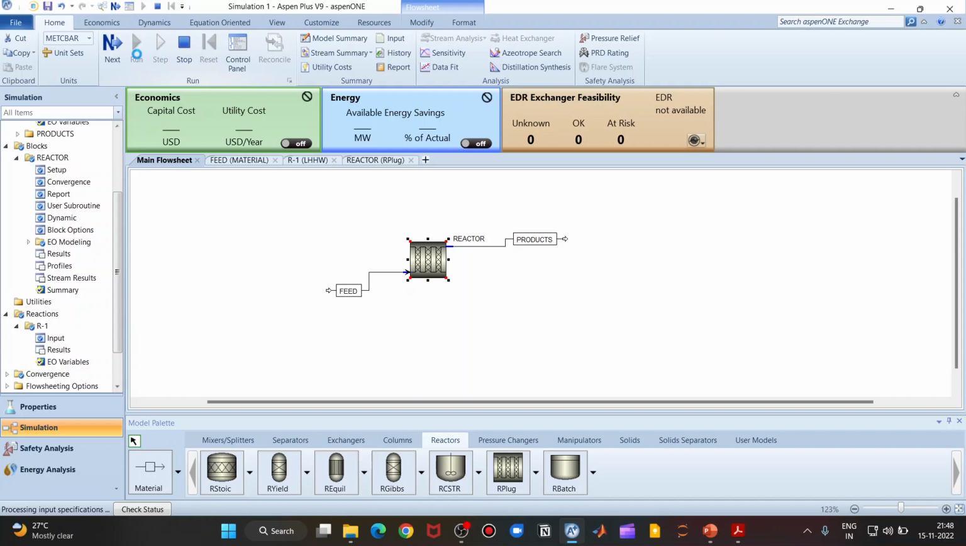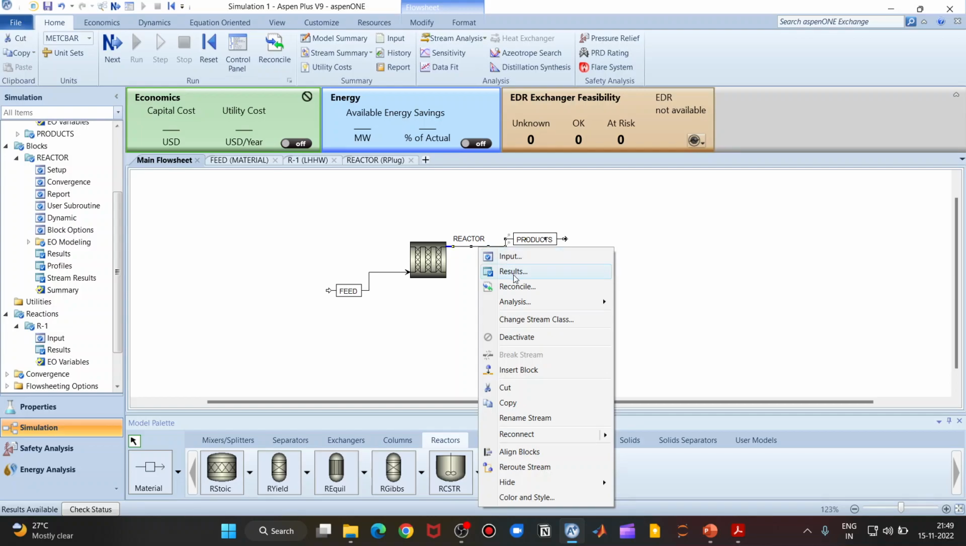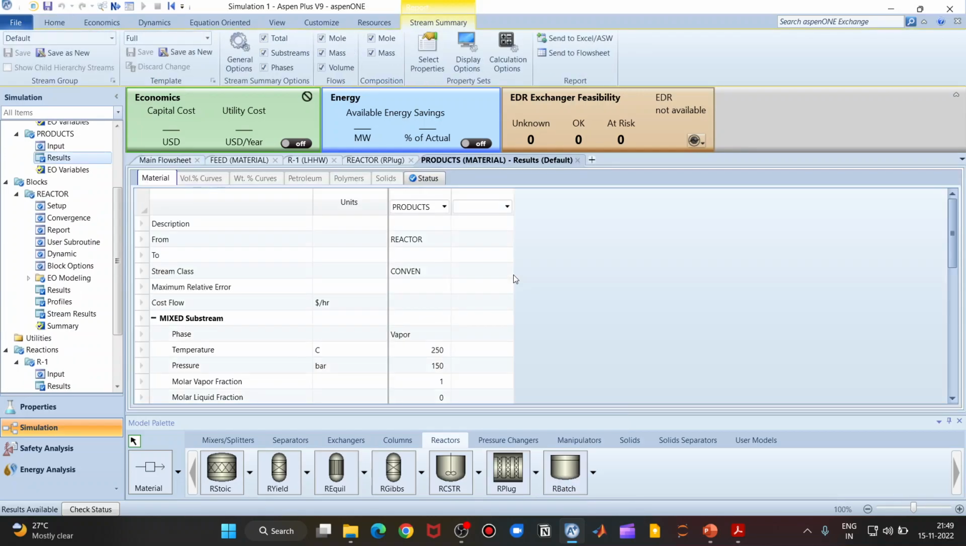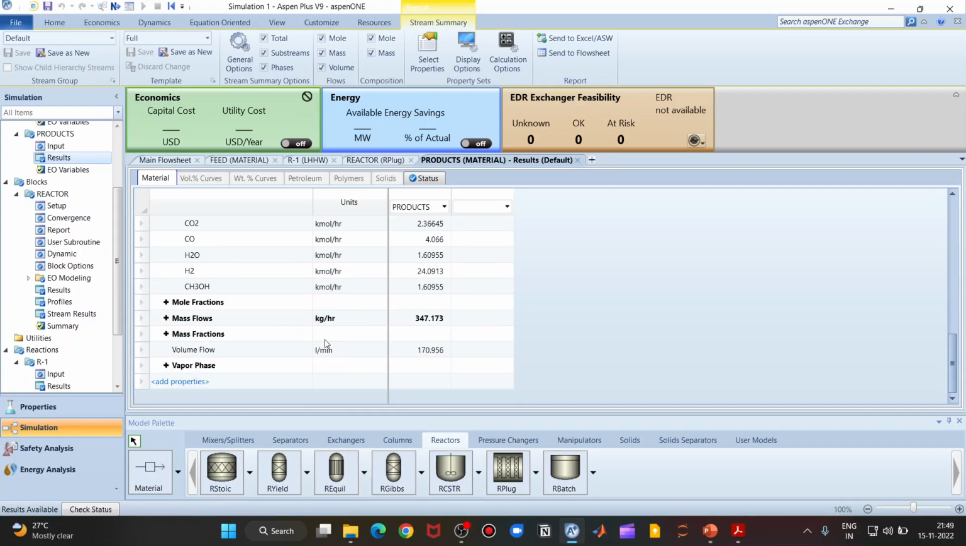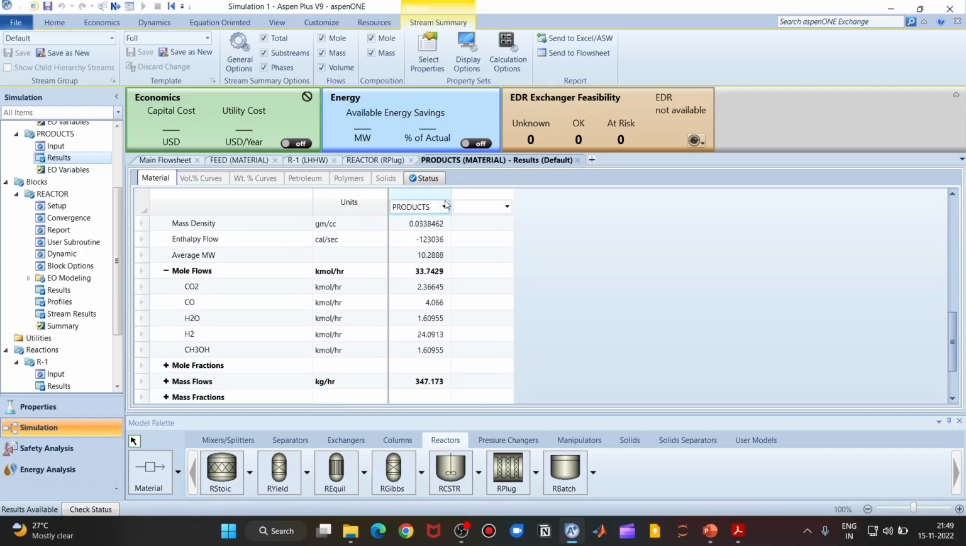I hope we get no errors. Yes, so successfully we have completed the modeling. So let's right click on the outlet, go to results. If you come down to mole flows, let's add feed and let's add the products.